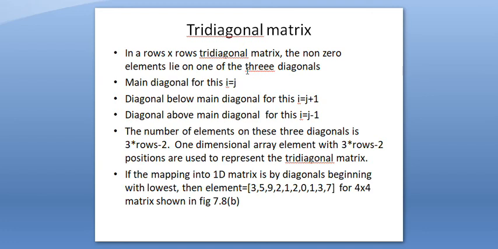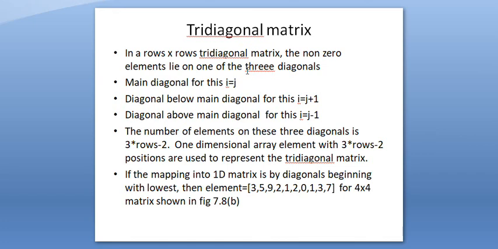Now there will be a question: when you're mapping a tridiagonal matrix into a one-dimensional array, how many spaces do you need to create for your tridiagonal matrix? That is question number 1. Suppose we had 3 complete diagonals, then we would have required 3 times the row size as the total capacity. But over here, only my main diagonal will consume row number of elements.